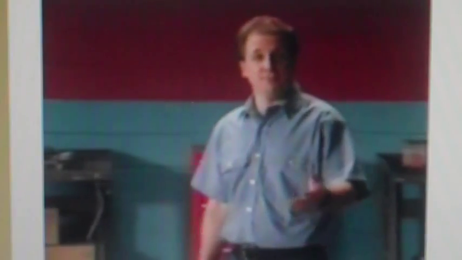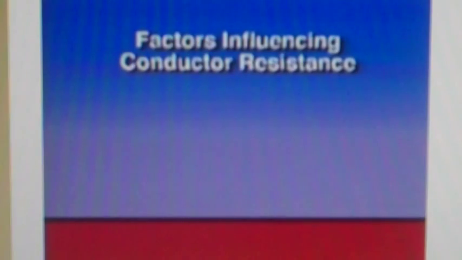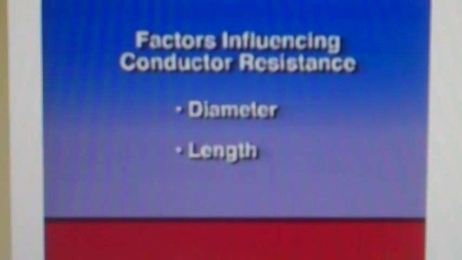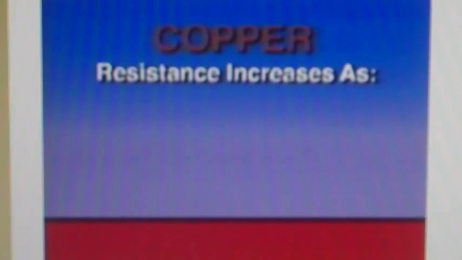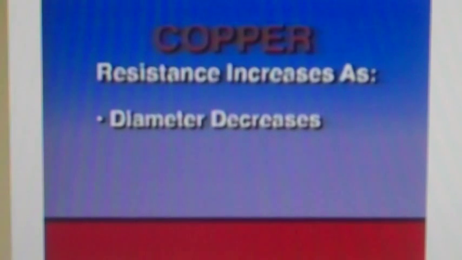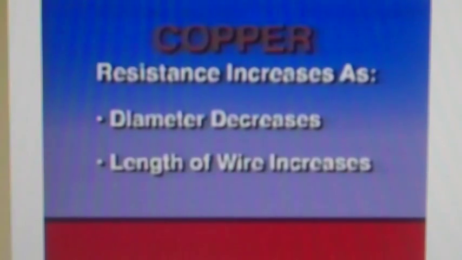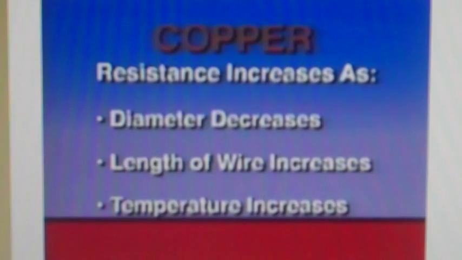Copper is a good and commonly used conductor. Gold and silver are excellent conductors, but they're obviously too expensive to use in motorcycle wiring. All conductors have some resistance, and the amount of resistance is influenced by factors such as the diameter, length, and temperature of the conductor. In copper wire, as the diameter of the conductor decreases, resistance to electron flow increases. Resistance also increases as the length of the wire increases or the temperature increases.